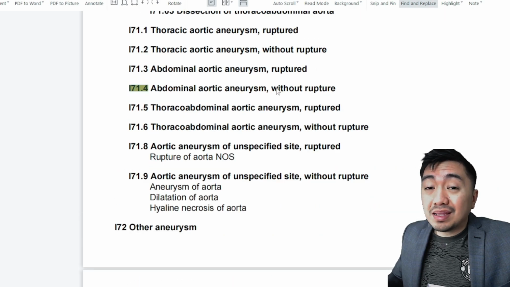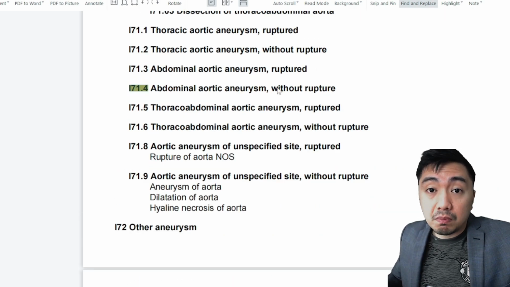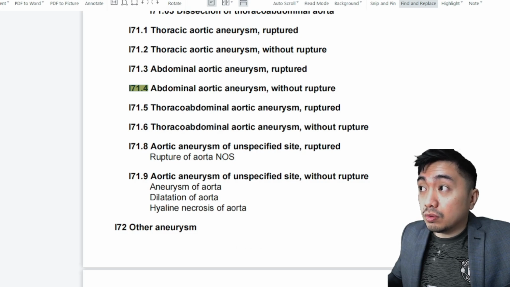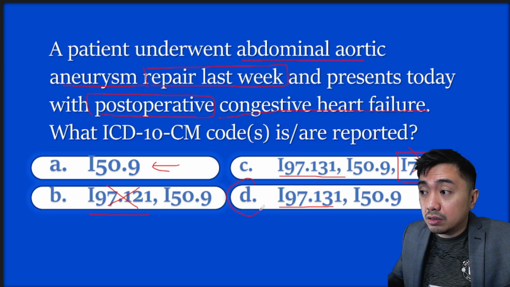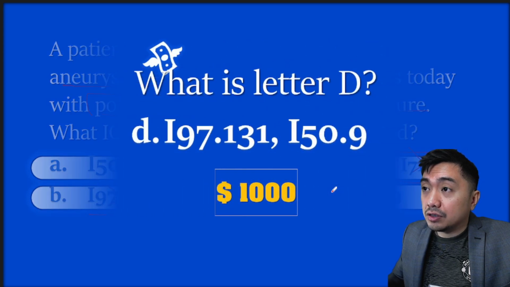But it's already repaired last time, right? So you don't have to code it anymore today, because all you need to do is to code the complication plus the reason or the complication code, which is your I97.131. Eliminate this, and then I hope you've chosen letter D. Okay, so that's going to be your answer.